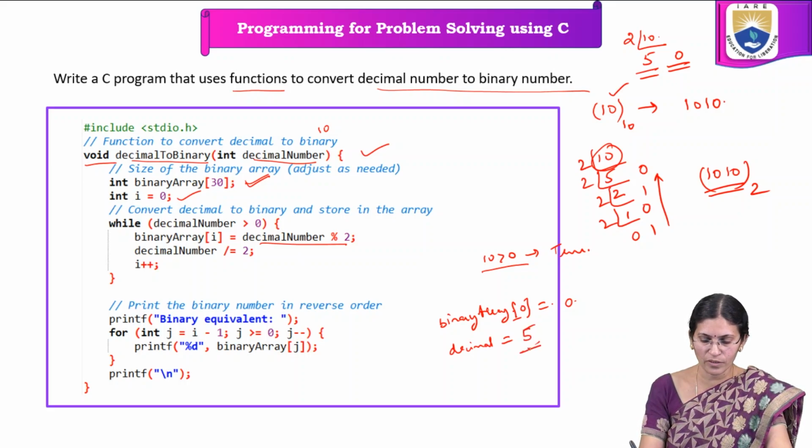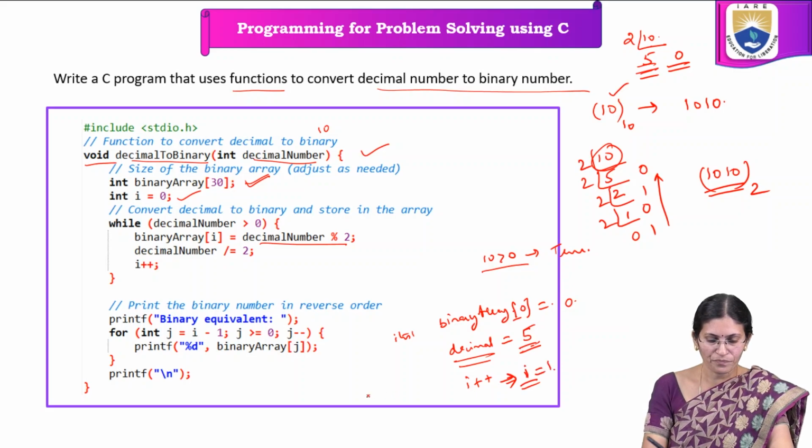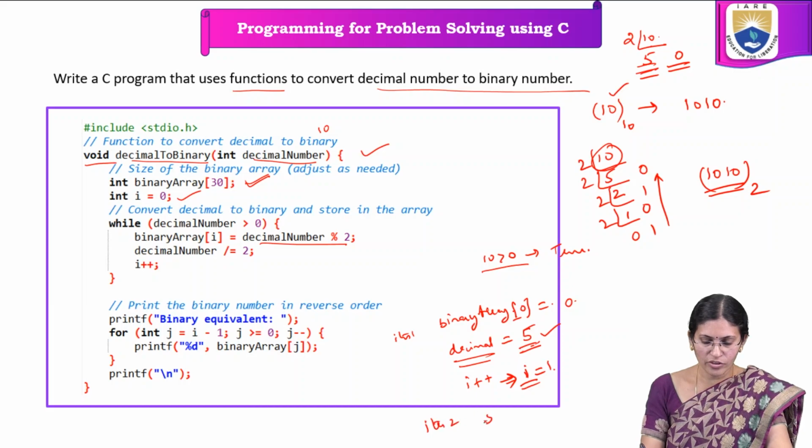So the new decimal number is 5 now. When you divide 10 by 2, the quotient is 5, and that is assigned to decimal number. The i value is incremented by 1, so in the first iteration i is equal to 1 now. Then again it is checked. In the second iteration, this condition is checked: 5 is greater than 0. So this is true, therefore we go to binary array of 1.